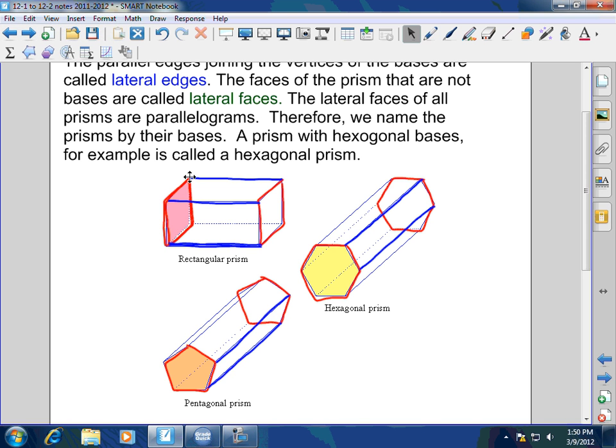And then in green, the lateral face. Just color in between the two edges, and that's the face. Since this is a hexagonal prism, it's going to have 6 faces.